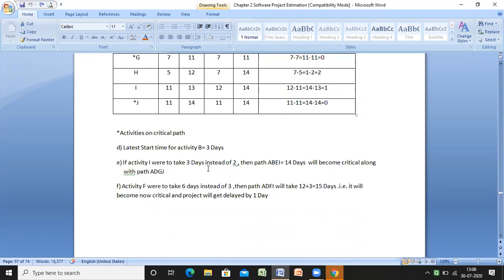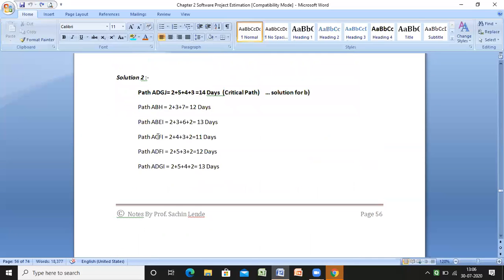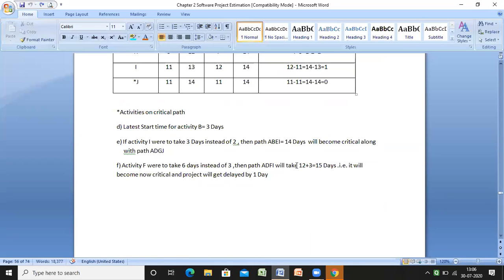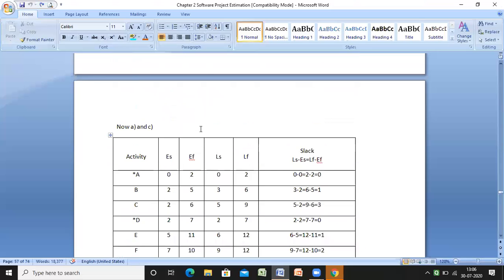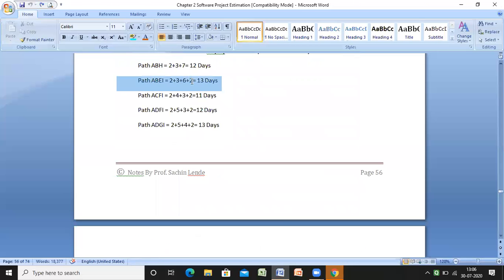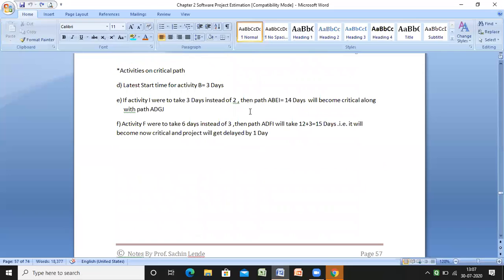Now the activity is taken as 3 days instead of 2. Then the path will be ABEI. If it becomes 3 days instead of 2, then the ABEI path that we mentioned as 13 days will become 14 days. That is the answer we get, and this becomes the new longest path, the new critical path. Obviously, if the activity is 3 instead of 2, then 14 days is calculated. OK, so that is the answer.